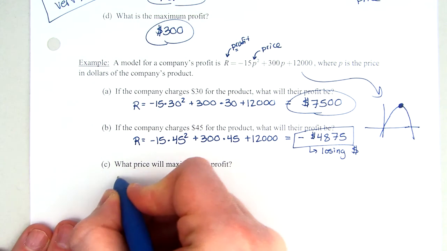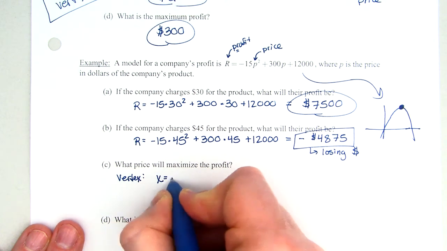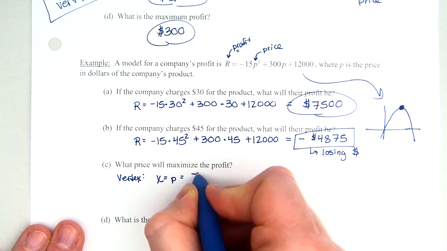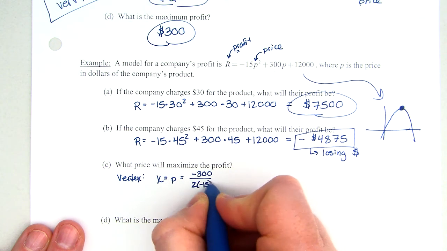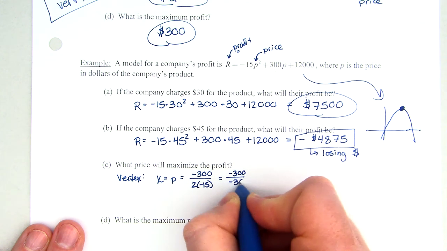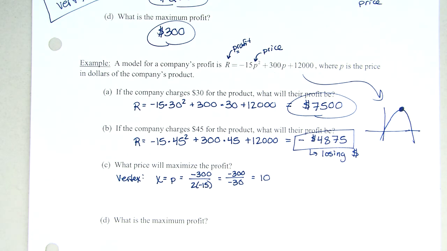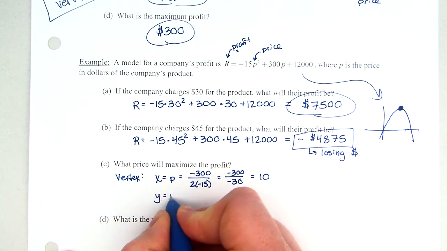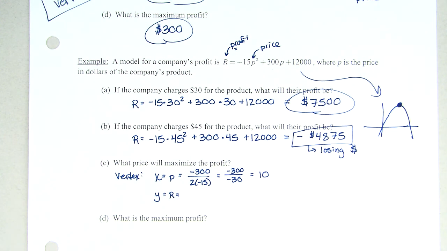Let's do this together. I need my vertex. My x-coordinate, which is really in this case like a p-coordinate: negative b, negative 300, over 2a, over 2 times negative 15. Negative 300 over negative 30, I am getting 10 for my x-coordinate. You take a moment, go plug that in, find the y-coordinate, which in this case is r, and tell me what you get for your y or r coordinates.